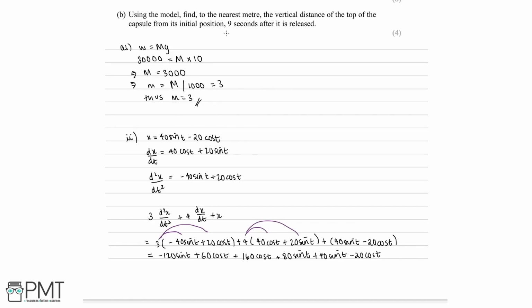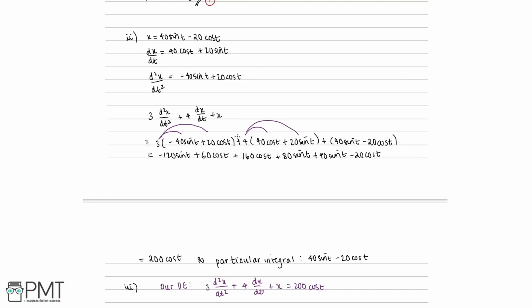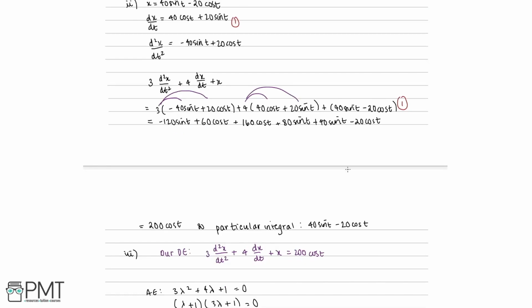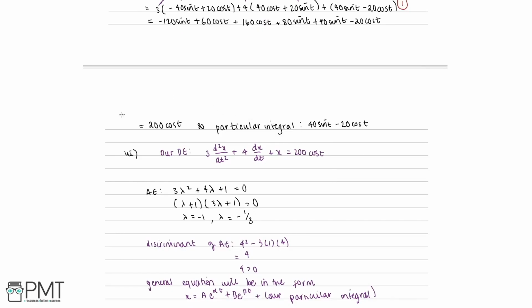A part I is only 1 mark, so you get 1 mark for showing the value of m is 3. A part II is 3 marks, so you get 1 mark for differentiating x twice. You get another mark for realizing that you have to substitute these values back into our differential equation, so this substitution right here. And you get a final accuracy mark for showing that the left-hand side is equal to our right-hand side, which is 200 cos t.